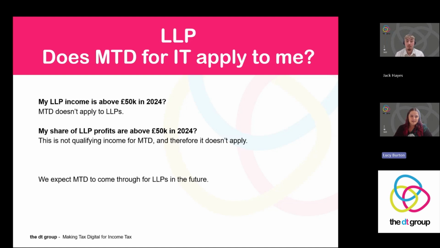LLP, does it apply to me? Your LLP income, specifically the LLP, but again, Making Tax Digital does not apply to LLPs. How about my share of LLP profits, and that's whether I'm designated member or junior partner? If these are above 50,000 in 2024, does Making Tax Digital apply to me in April 26? No, this is not qualifying income. Again, because it's not self-employed income, it's LLP profits. Therefore, it does not apply to you.